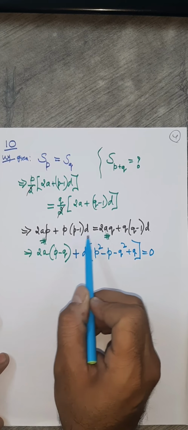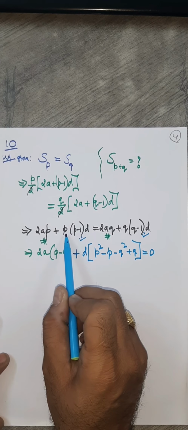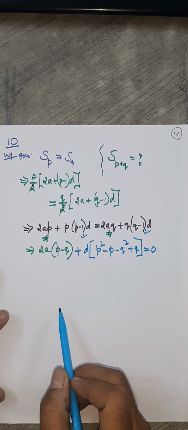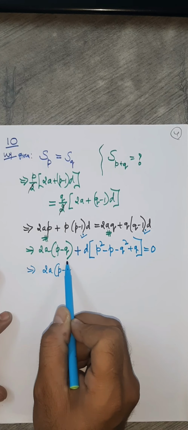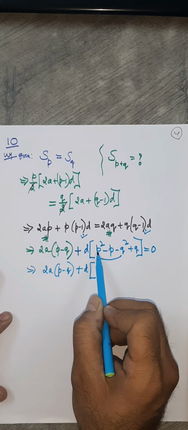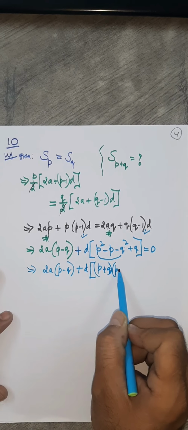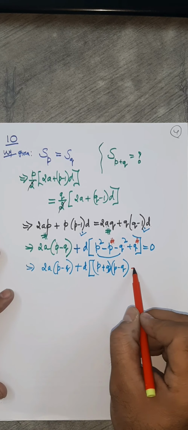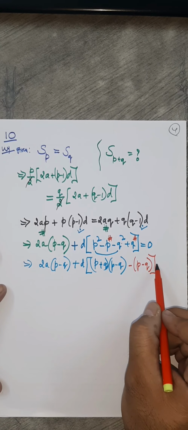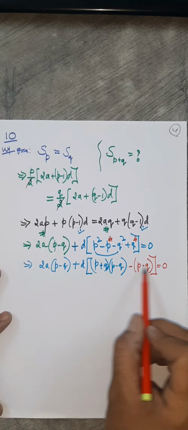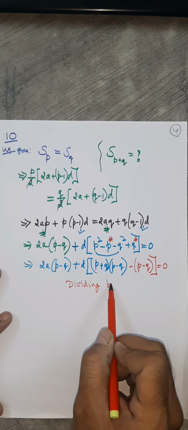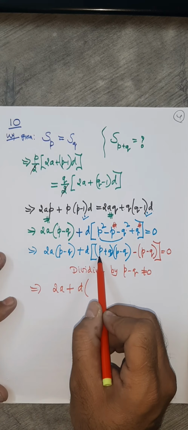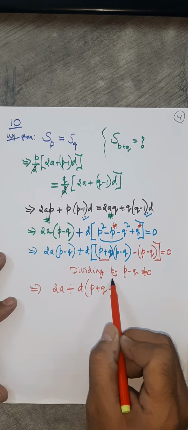What I did was just taking 2a common from this 2, and taking d common from this 2. So p square minus p, here q square minus q, but if you take it to the other side, minus q square plus q. Fine. Now here 2a into p minus q as it is, and this 2 can be factorized here. p square minus q square, p plus q into p minus q. And from this 2 here, I'll take the minus sign common. So we have p minus q equals to 0. Okay, now you can see that you can divide by p minus q throughout. Dividing by p minus q, which is not 0, here I'm getting 2a plus d into, we are left with here, p plus q, and here you are left with minus 1 equals to 0.